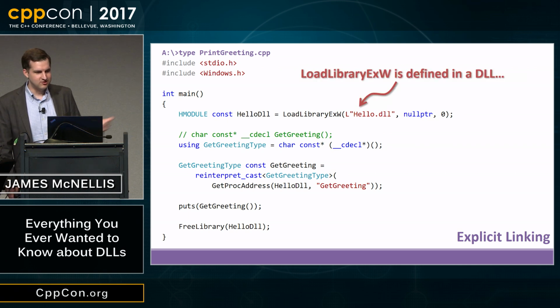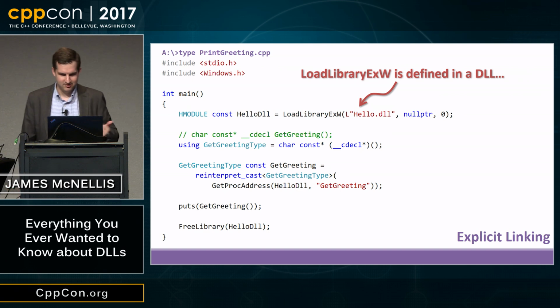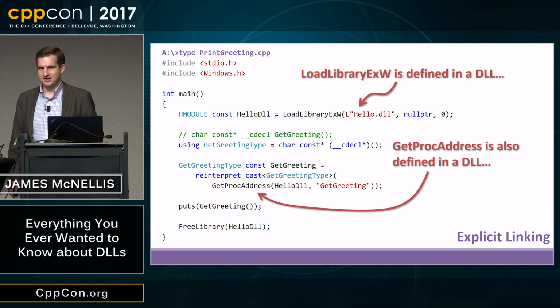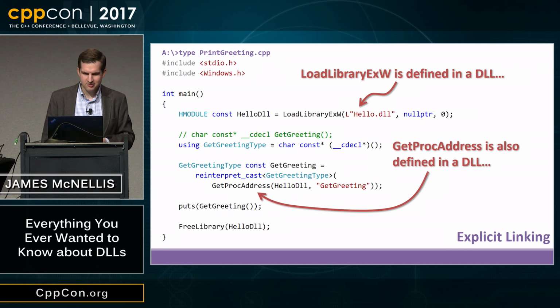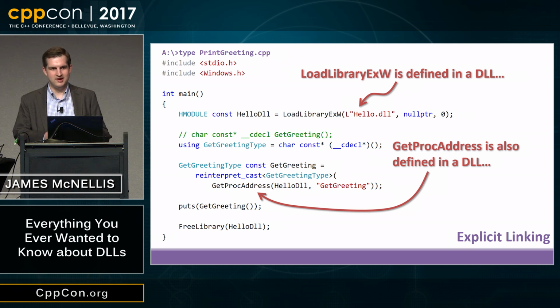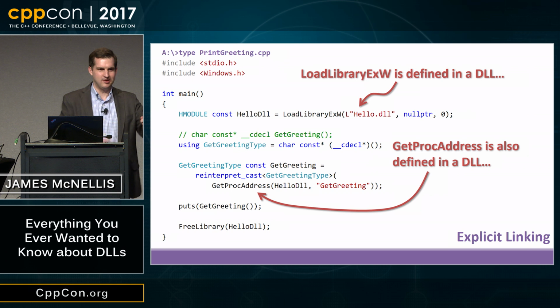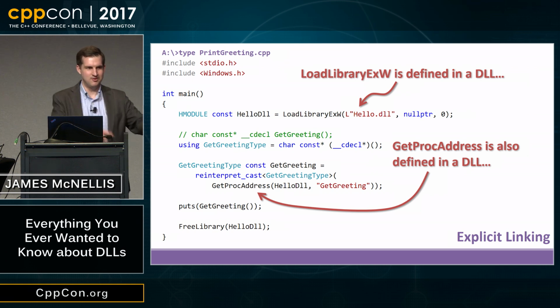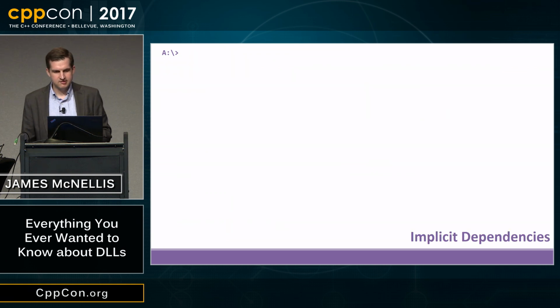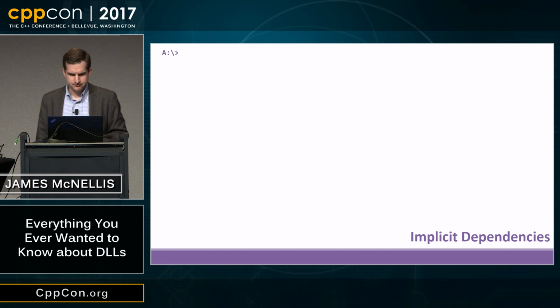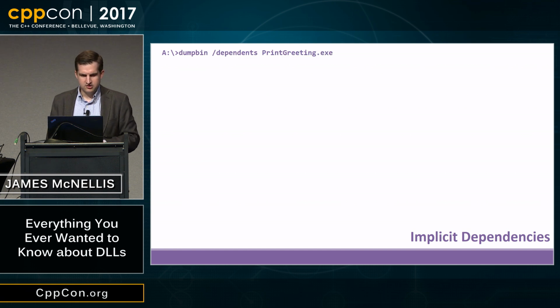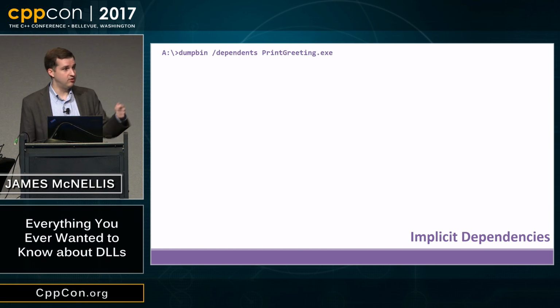And that is that LoadLibrary is actually defined in a DLL itself, and GetProcAddress is also defined in a DLL. So both of these are defined in kernel32.dll. So, well, we can't call LoadLibrary to get kernel32 so that we can get the address of LoadLibrary. That would not work. So DLLs can actually have implicit dependencies. So what you can do is you can run dumpbin /dependents, which will tell you all of the dependencies that an EXE or a DLL has.